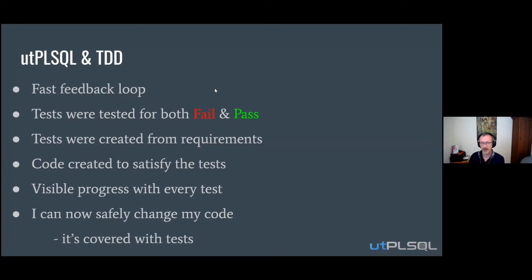And I didn't spend much time doing manual tests. I really didn't spend any time doing manual tests, like invoking that function from SQL Developer manually, because everything was tested through automation. The good thing is also that the test was tested for both failure and pass. So I know that the test will fail if the code doesn't work, and the test will pass if the code works. It is quite important because it's easy to write tests that will always pass if you don't test them for failure.